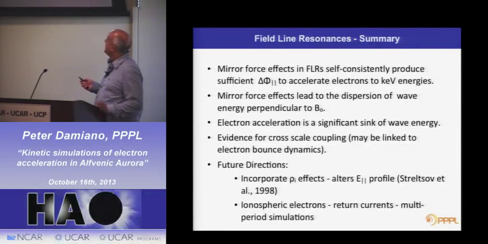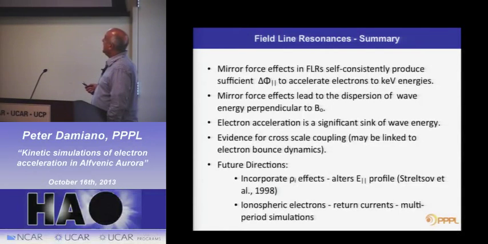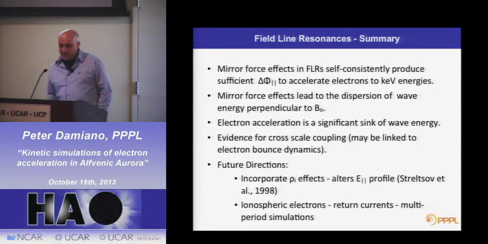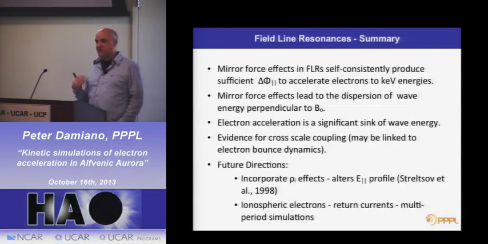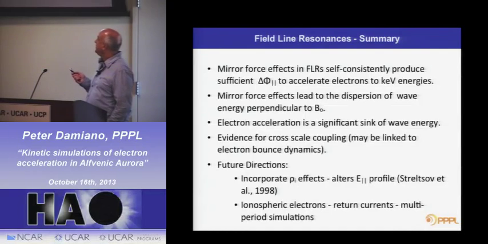So just as a summary of the field line resonance. We have illustrated that mirror force effects in field line resonance self-consistently can generate sufficient potential drop to accelerate electrons to keV energies. The mirror force effects lead to a dispersion of wave energy perpendicular to B naught. And this is a consequence that we didn't expect when we set out to do these numerical experiments. And also the fact that the electron acceleration is a significant sink of wave energy. So these are consequences of what I was talking about, the feedback of the electron energization. How does this impact the global system? And these are two key points that came out of this effort.